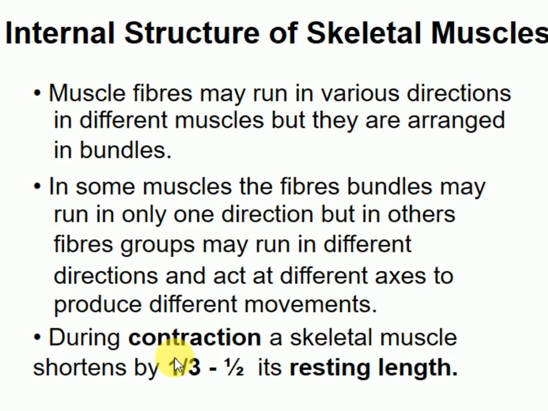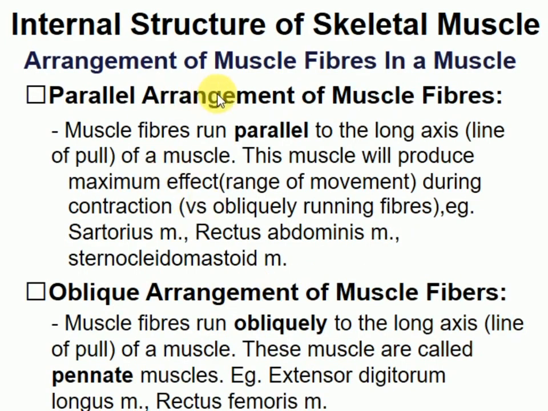And during contraction, the muscle tends to shorten, as I told you before, by either one third or half of its resting length, as we shall see later in detail. So the arrangement of fibers can be parallel or oblique. In a parallel arrangement, muscle fibers run parallel to the long axis or line of pull of a muscle. So we are classifying as either parallel or oblique depending on the line of pull of a muscle. The muscle tends to contract in what direction.